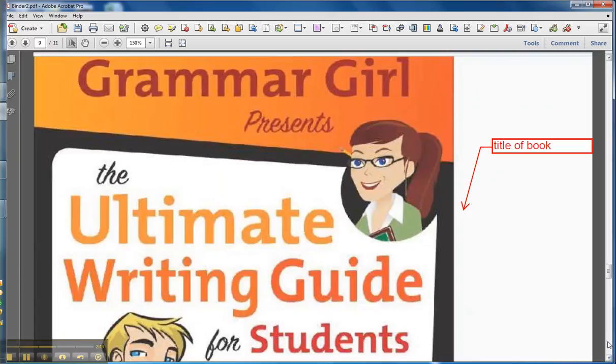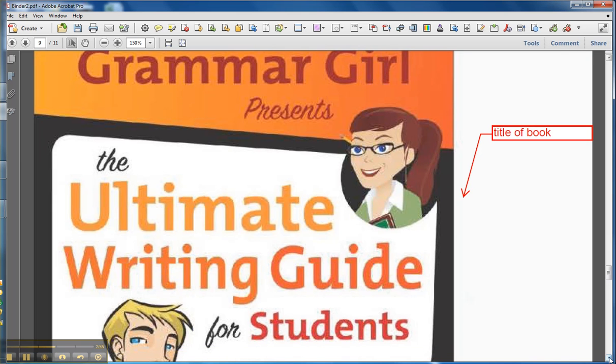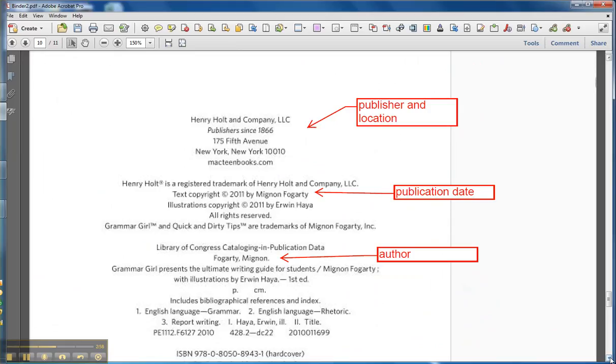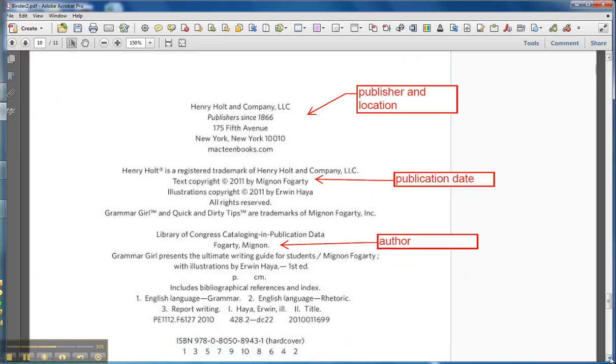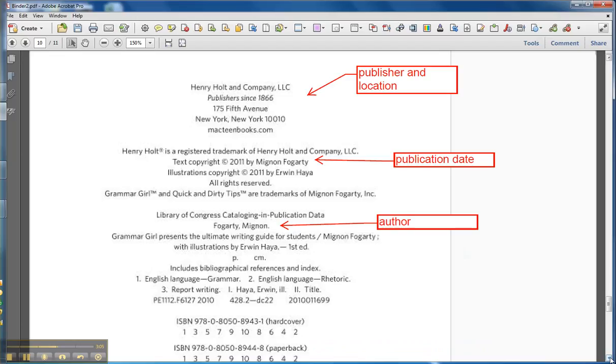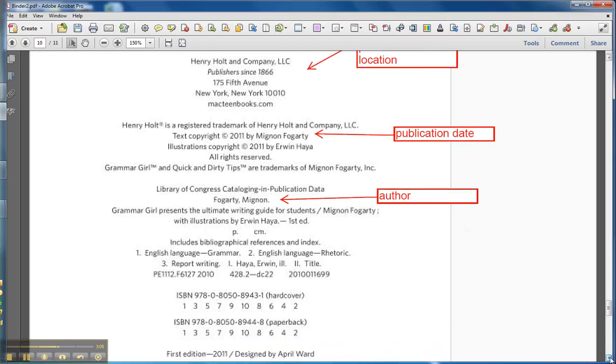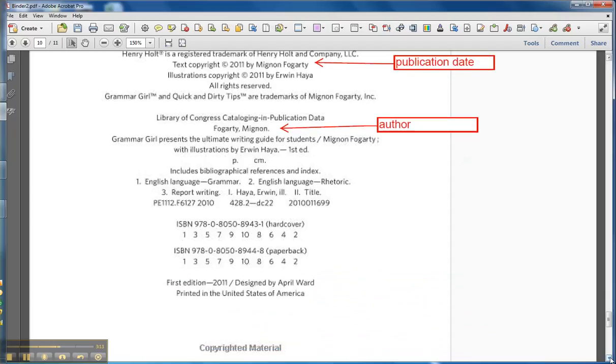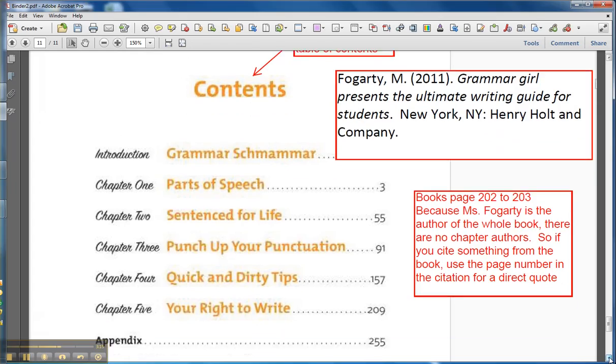So, no, I can't. Okay, so then the last entry I have here is this book called Grammar Girl Presents the Ultimate Writing Guide for Students by Mignon Fogarty, who has pronounced herself to be the Grammar Girl, and this page has the publishing information and the date. She has done a podcast and she's got a website, and I really think that her books are good. I would recommend them highly.